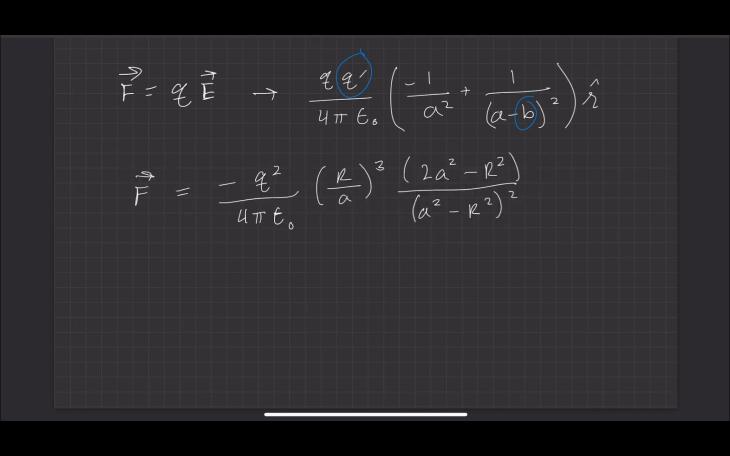Oh, actually, there should be an R in there. And so we see that there's a negative sign here, right? Since the book is asking for the force of attraction, we can just omit the negative sign, since the force is in the direction of the sphere. So then this is our final answer.